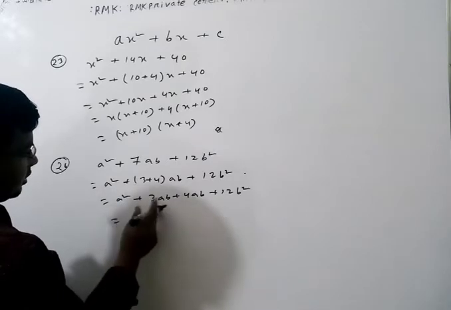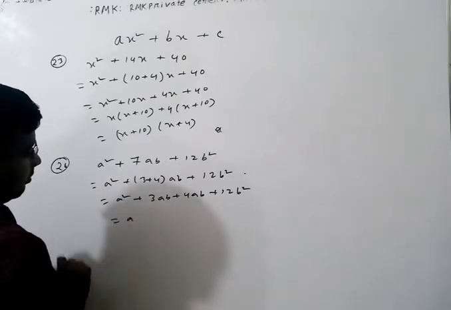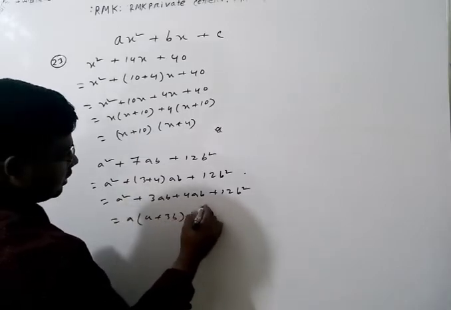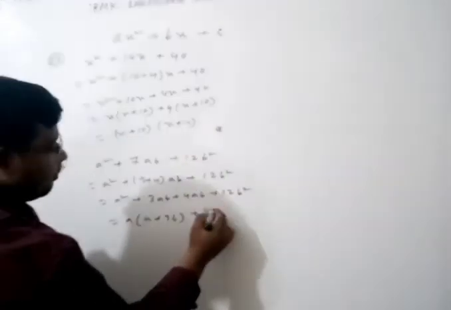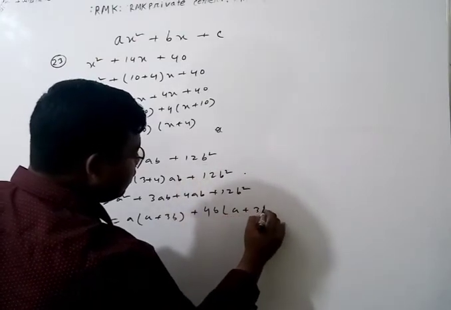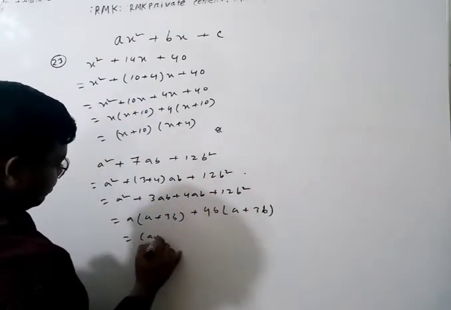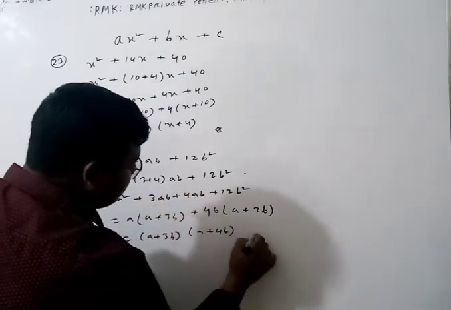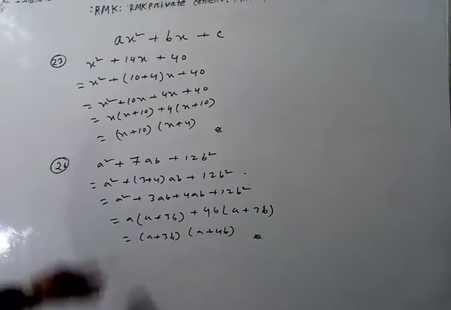Okay, my dear students, you just take a as the common term of these, that is a plus 3b. Here you just take 4b. Very good. That is a plus 3b, a plus 3b and a plus 4b. This is your required answer. Yes or no? Yes. This is very simple.